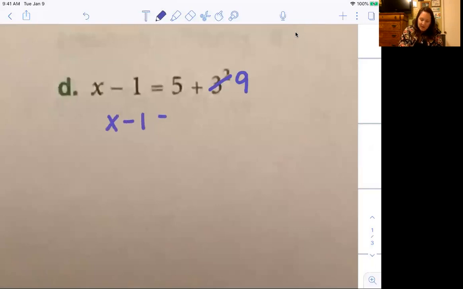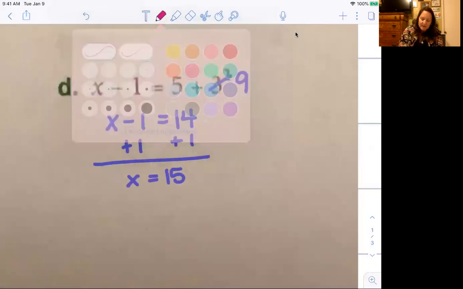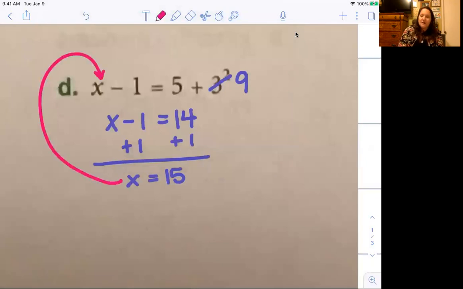X minus 1 equals 14. What do I do with that minus 1? I want to get X all by itself. I want to isolate that X. You're right, I need to plus 1. And I get X equals 15 because 14 plus 1 is 15. Now let's plug in this X to the original equation.